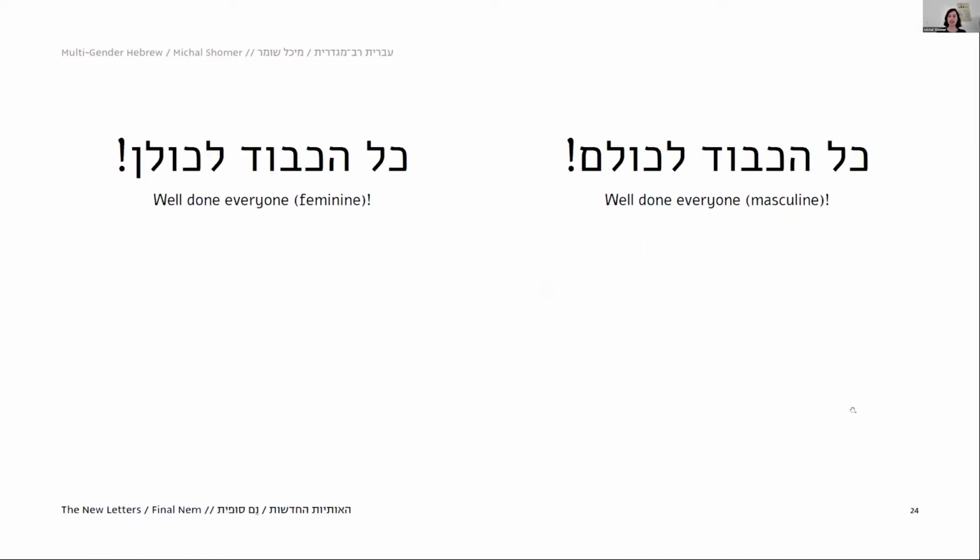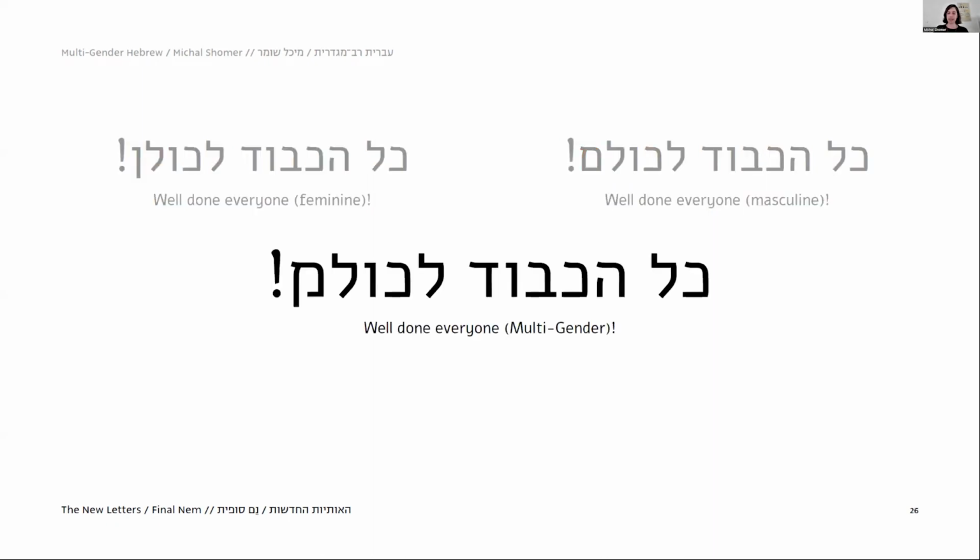Let's take a look at another example. The phrase "well done, everyone." The word everyone in Hebrew, kulam, kulan, has masculine and feminine forms, and the difference is in one letter, the final nun or the final mem. And this is how it looks in multi-gender Hebrew. I designed this new letter that combines the final nun and final mem together, and the name of the new letter is final nem. This is one of my personal favorites.